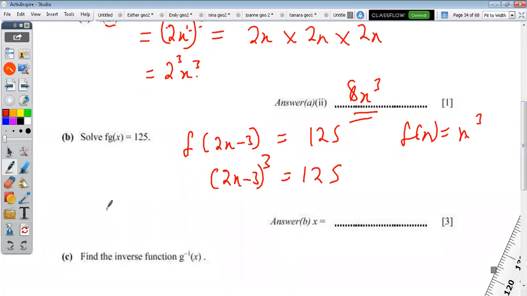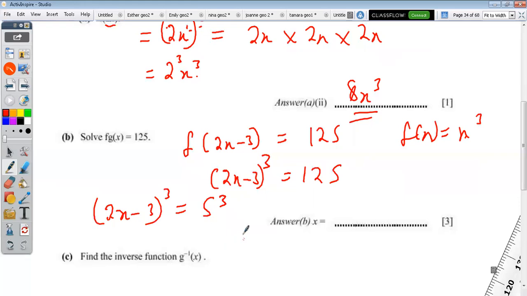Now I'm going to show you something. I'm going to show you the short way to solve this here. What is 125? It's 5 to the power of 3. Do you know that? Are we together? 5 to the power of 3.